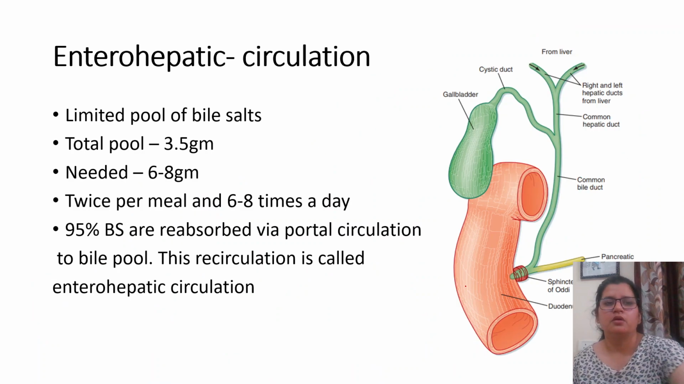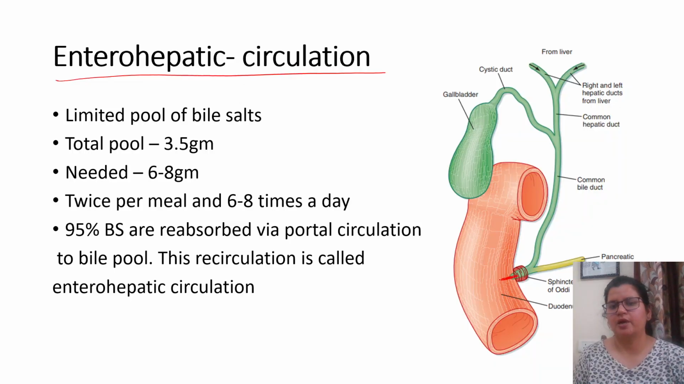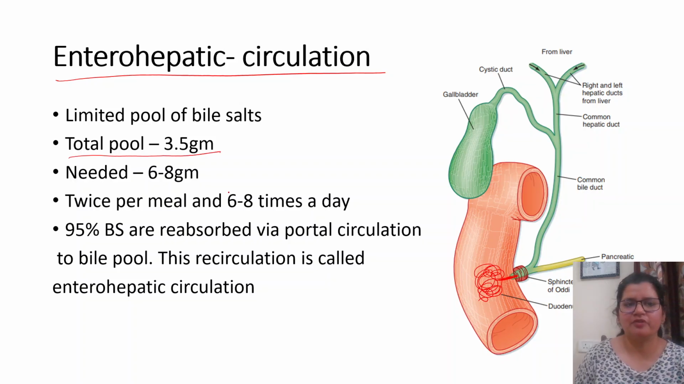Next is enterohepatic circulation, which is really important. So this is your cystic duct, this is your common bile duct joining the pancreatic duct and forming the hepatopancreatic duct. This is your ampulla of Vater, and here bile is released in the duodenum. We don't have sufficient bile for the whole day. We have very little bile; the total pool is 3.5 grams.